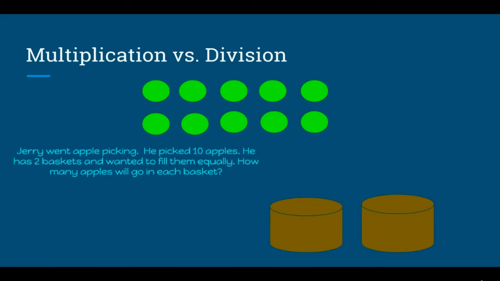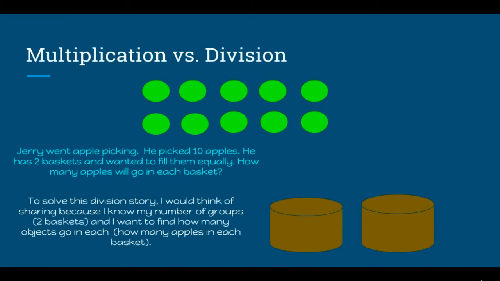Welcome back. Let's talk about Jerry again. Jerry went apple picking. He picked 10 apples, he has 2 baskets and wanted to fill them equally. How many apples will go in each basket? To solve this division story, I would think of sharing because I know my number of groups, 2 baskets, and I want to find out how many objects go in each. How many apples in each basket?